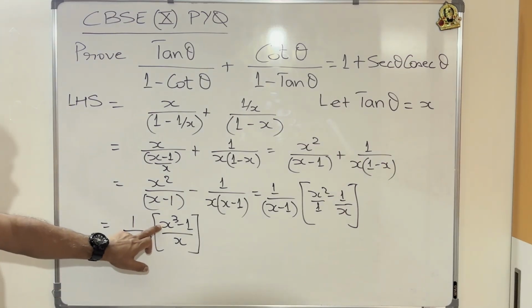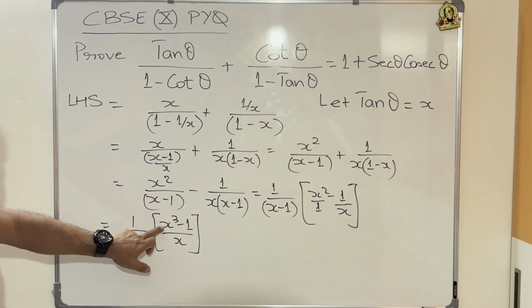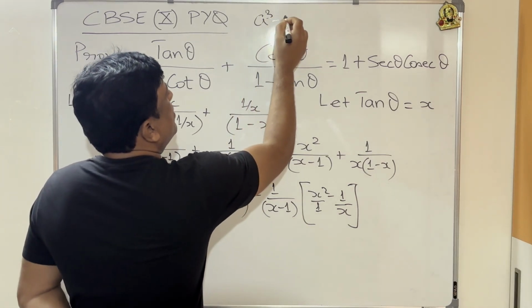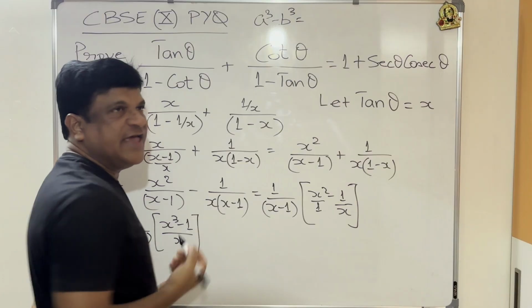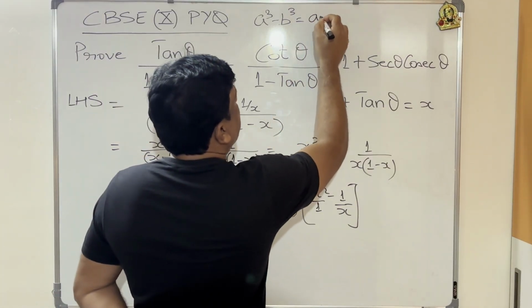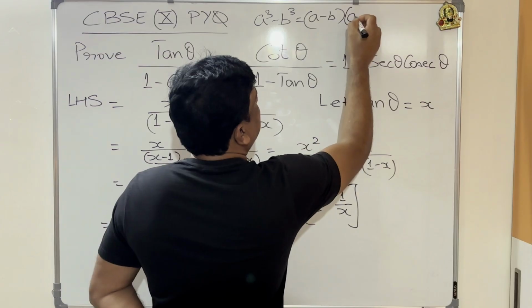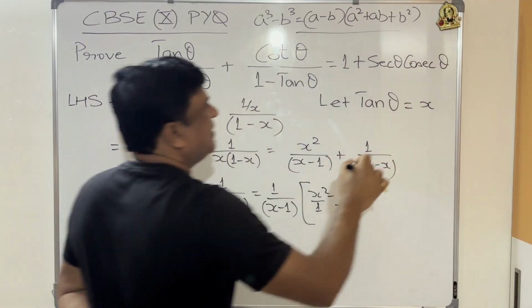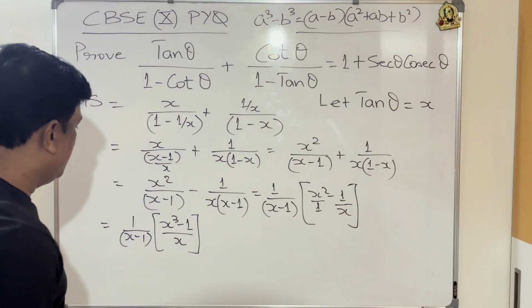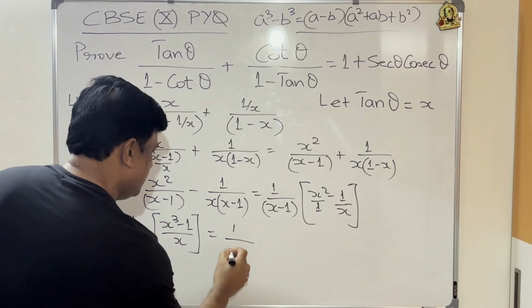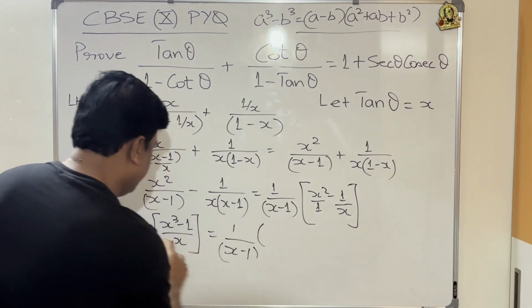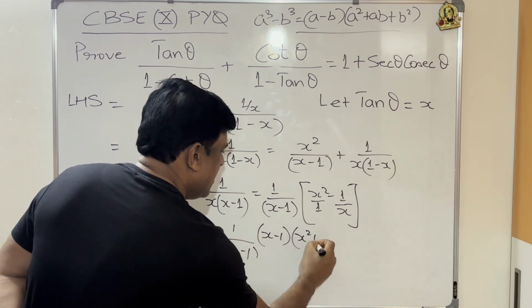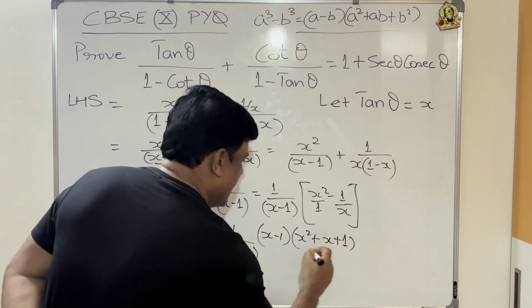Now what can you do with this one? Can you break it into factors? You remember that formula, a cube minus b cube? What are the factors of a cube minus b cube? It's a minus b times a square plus ab plus b square. Remember this formula from expansions? You can use this formula over here. So let's go ahead and break it. So 1 over x minus 1, and in the numerator it is going to become x minus 1 times x square plus x plus 1 divided by x.